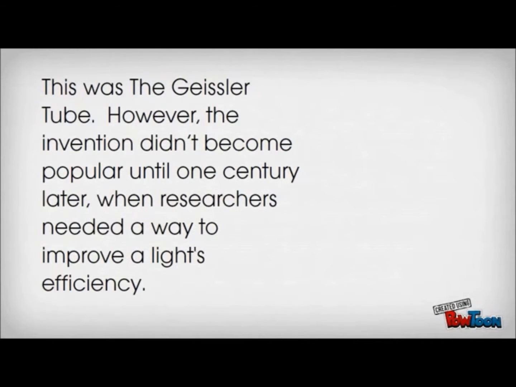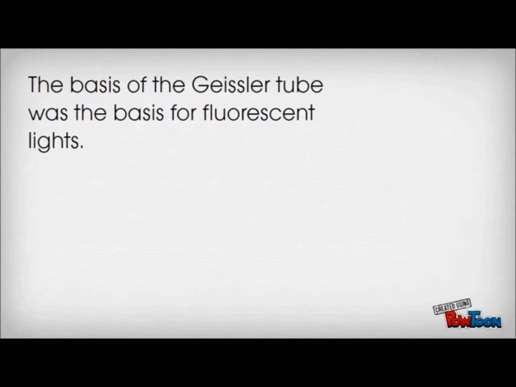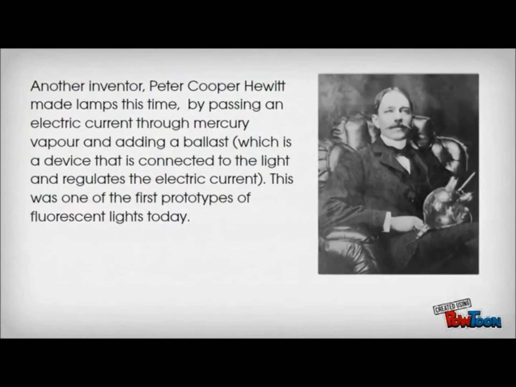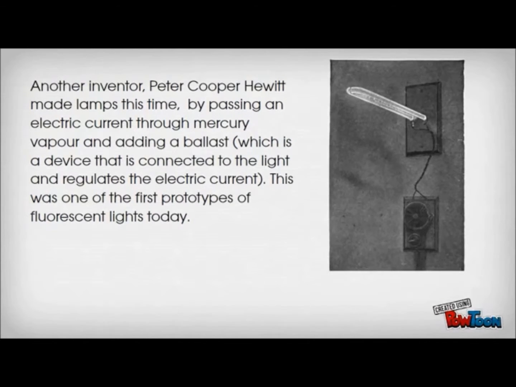However, the invention did not become popular until 1 century later, when researchers needed a way to improve a light's efficiency. The basis of the Geisler tube was the basis for fluorescent lights today. Another inventor, Peter Cooper Hewitt, made lamps this time by passing an electric current through mercury vapor and adding a ballast, which is a device that is connected to the light and regulates the electric current. This was one of the first prototypes of fluorescent lights today.